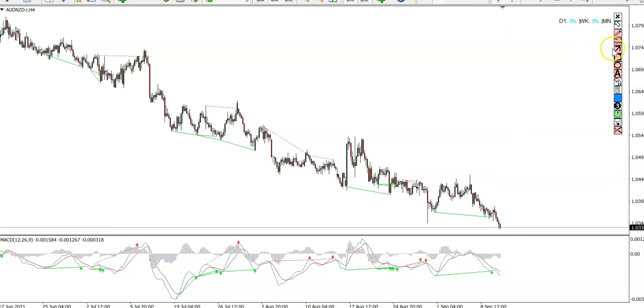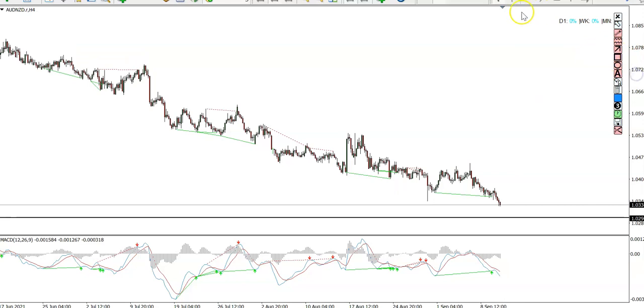Monday morning on the open, it could pop down, touch the 103 area, but next week I'm expecting this to explode up, okay, at some point.